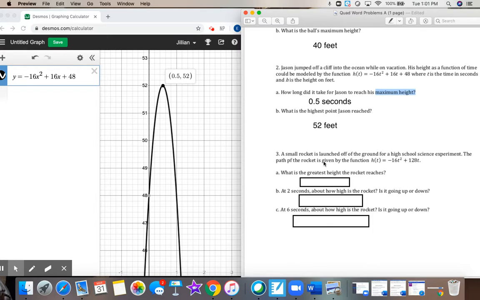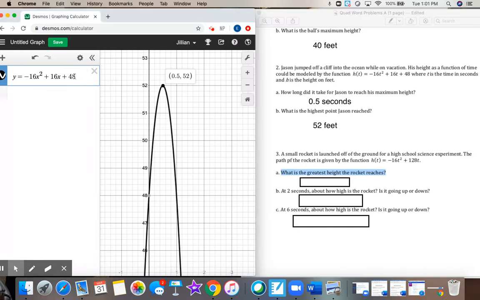All right. Last question. A small rocket is launched off the ground for a high school science experiment. The path of the rocket is given by the function h of t equals negative 16t squared plus 128t. What is the greatest height the rocket reaches? Or what's the maximum height, the maximum vertex?